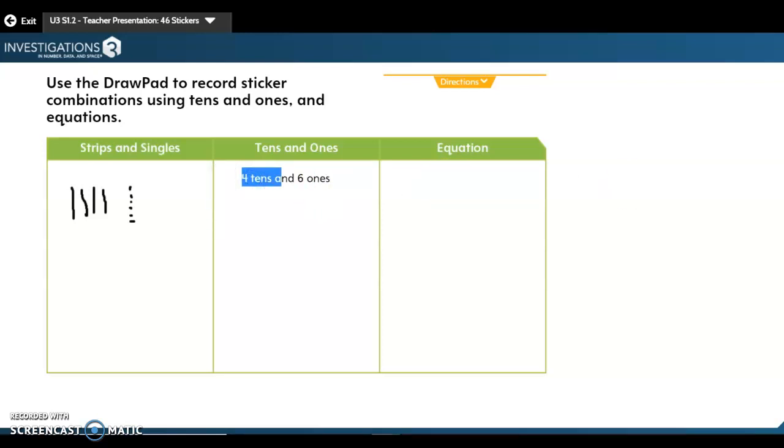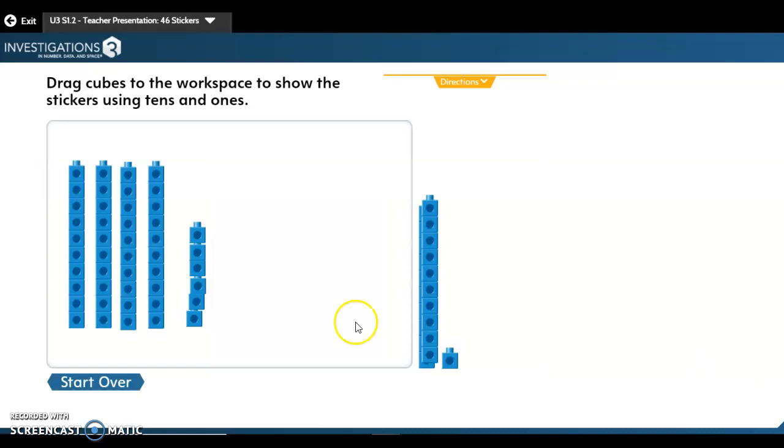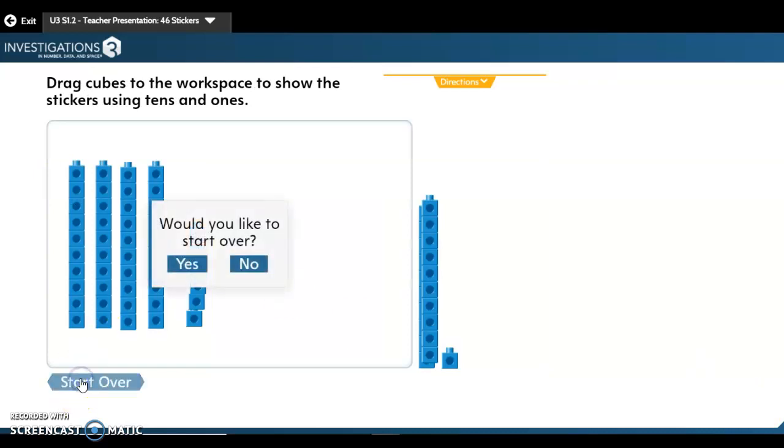And the equation for that would be 40 plus 6 equals 46. So that would be the first way that we could show that. So let's look back and see if we can find another way. Since we've started at the top with 4 10s, let's work down from there.